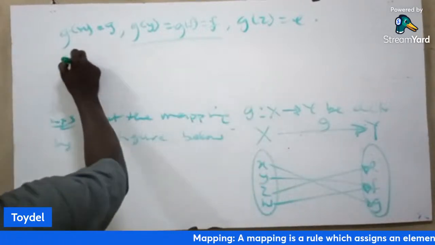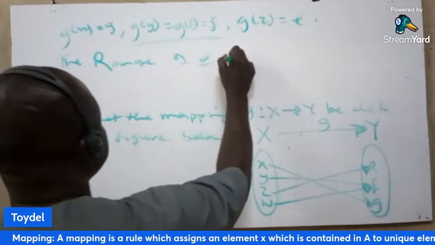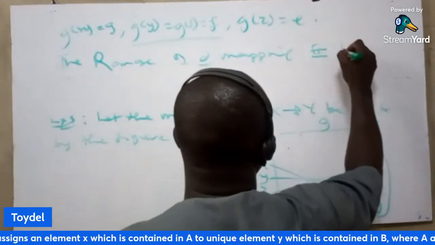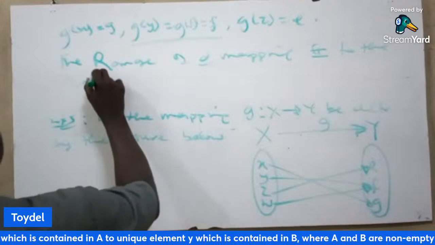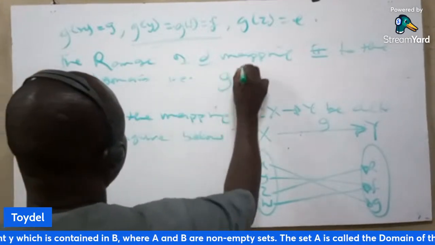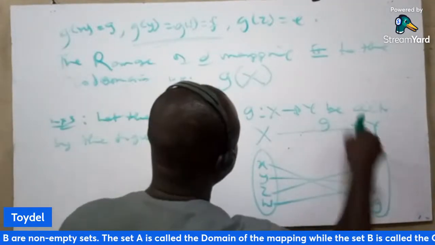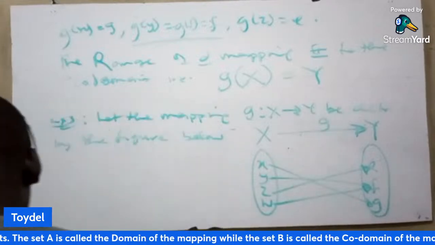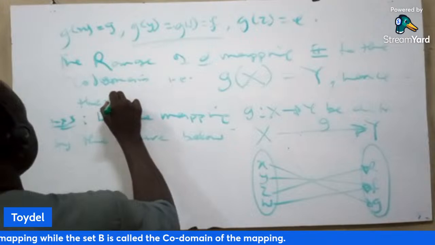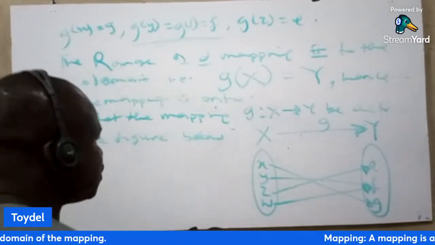We say that the range of this mapping is equal to the codomain, that is G of X. That is, when we perform the function on the whole element here, the result that we get is Y. So hence the mapping is onto. So in this case, this mapping is onto.